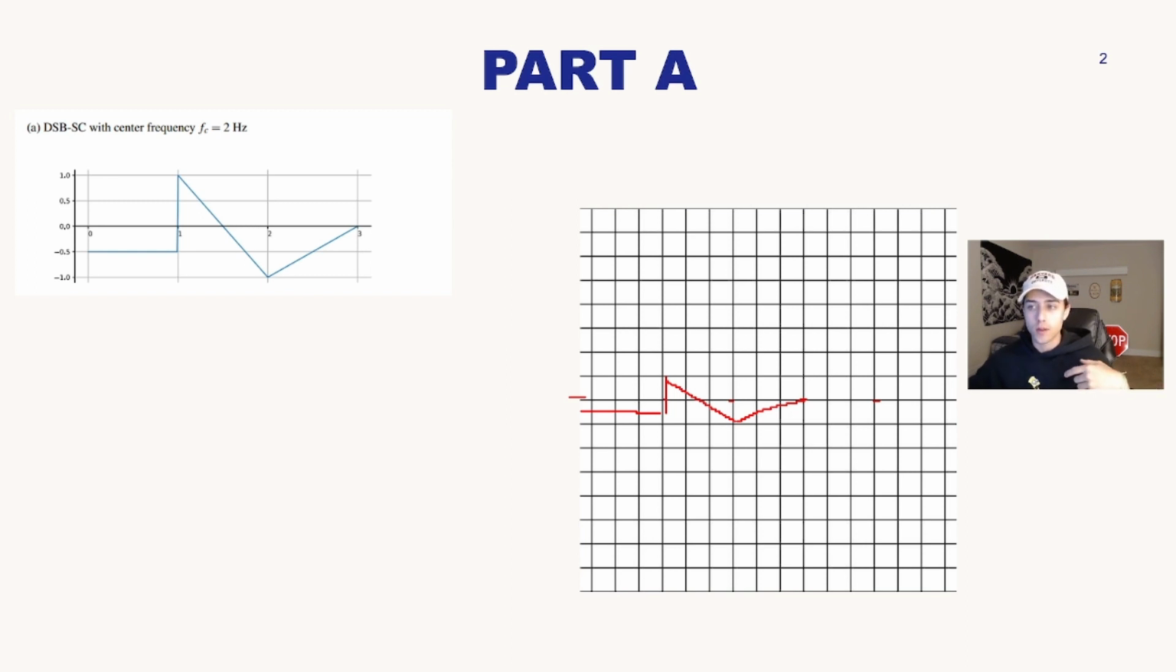Now if we multiply by negative 1, we're basically going to have the flip of the signal. So you're going to go like this, and it's going to go down to negative 1, and then it's going to go to positive 1 here, and then it's going to go to 0 here. The basic idea here is because the center frequency is 2 hertz, we're going to have 2 peaks in between each 0 to 1, 1 to 2, and 2 to 3.